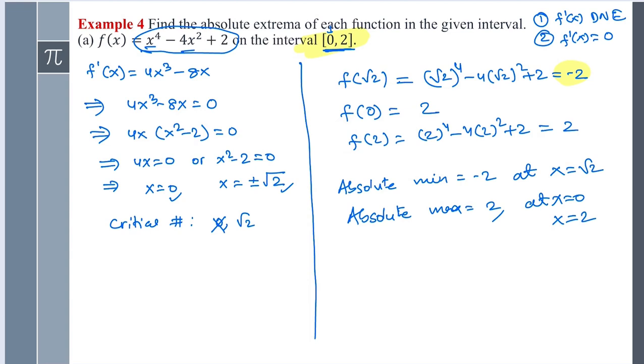And again, this is only in that given interval. It's not for the entire domain because this function goes from negative infinity to infinity. So we really cannot find the absolute max or min in the entire domain because it goes to infinity in both directions, right? So we need to have some specific interval where we are going to look at the absolute max and min.